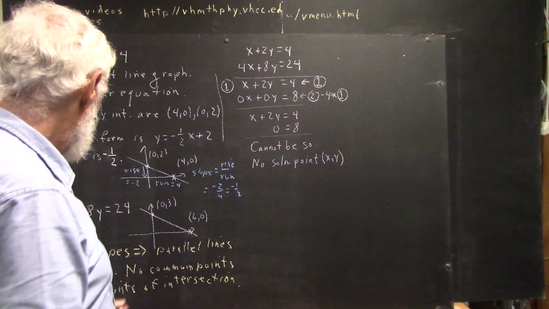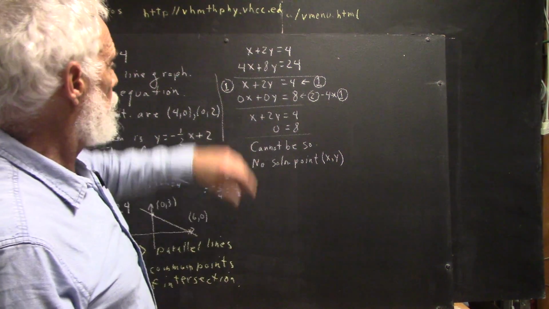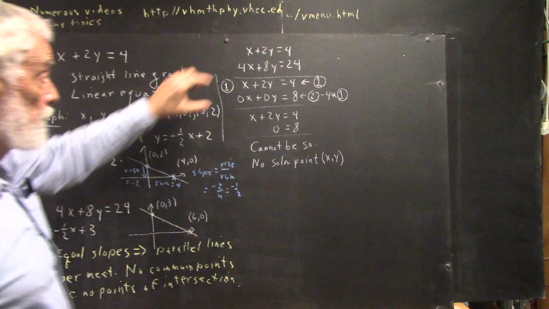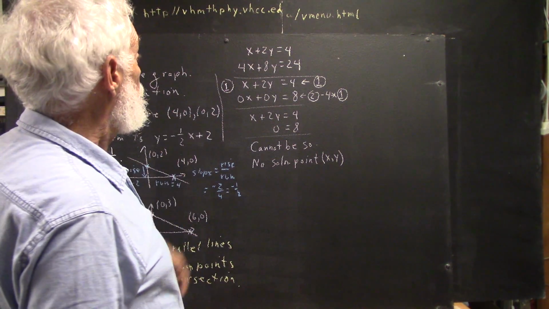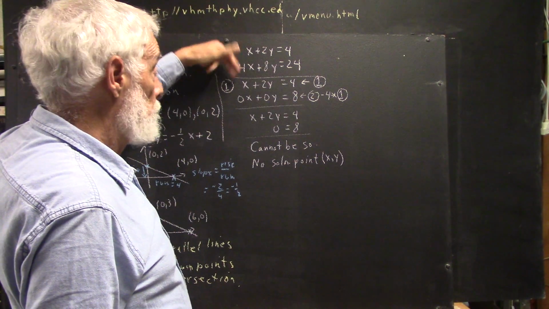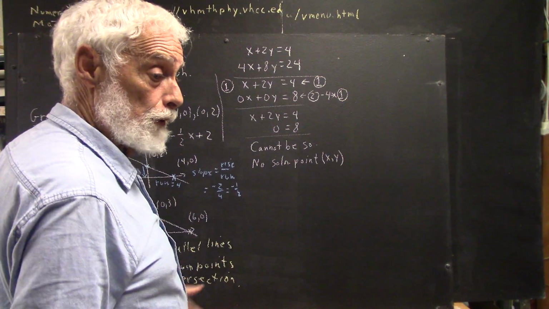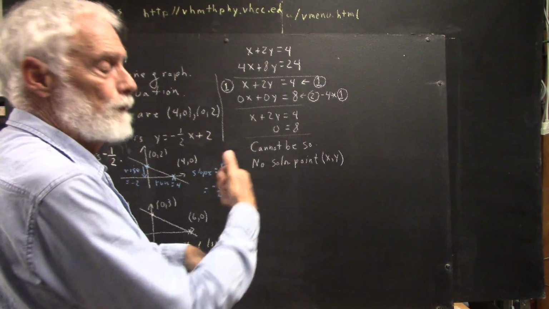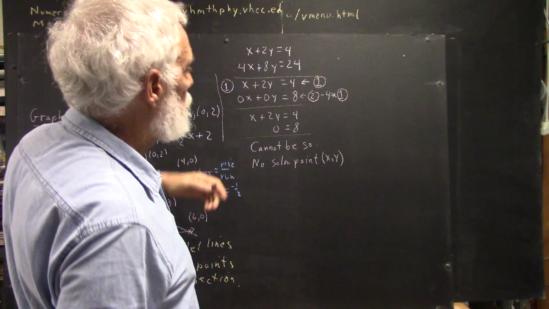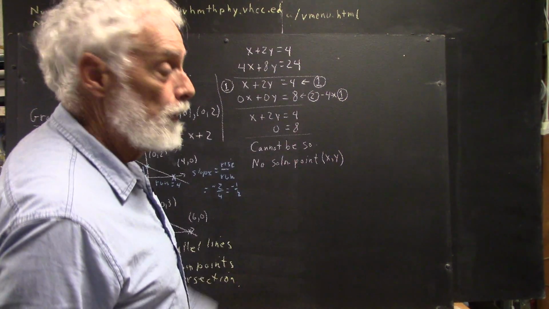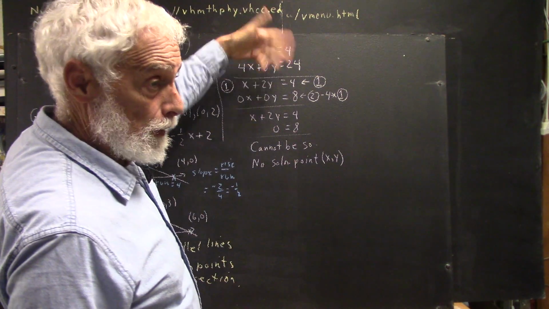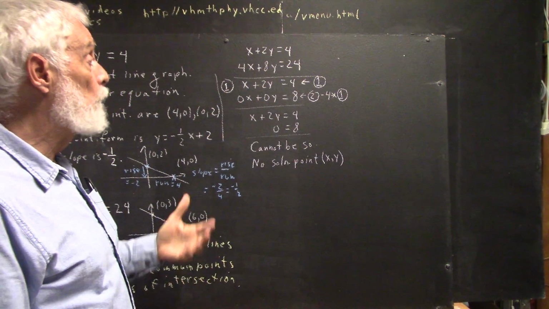Now we can formalize our conclusion here. If we write the two equations, x plus 2y equals 4 and 4x plus 8y equals 24, then we can change this system by adding multiples of one equation to another. We could exchange the two equations. We could multiply either of the equations by any number we wanted to, and we wouldn't change the equality. These are simple properties of equality.